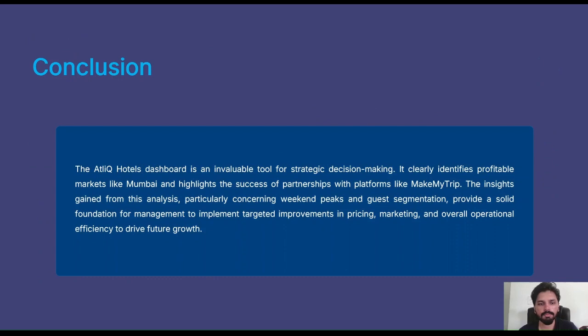So the final conclusion is that this dashboard for the AtliQ brand is an invaluable tool for strategic decision making. It clearly identifies profitable markets like Mumbai and the success of partnerships with platforms like Make My Trip. Based on these insights, we have done the analysis, particularly concerning weekend peaks and guest segmentation, which provides a solid foundation for the management to implement targeted improvements in pricing, marketing, and overall operational efficiency for driving future growth.